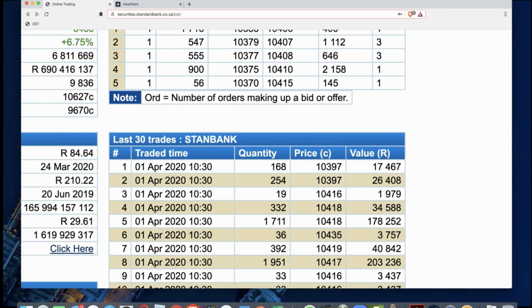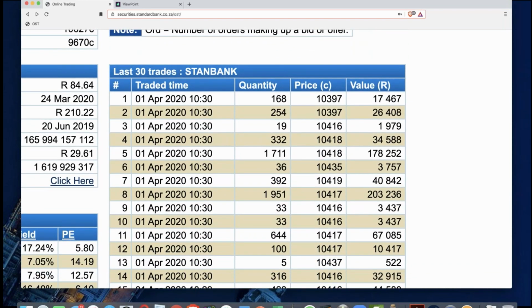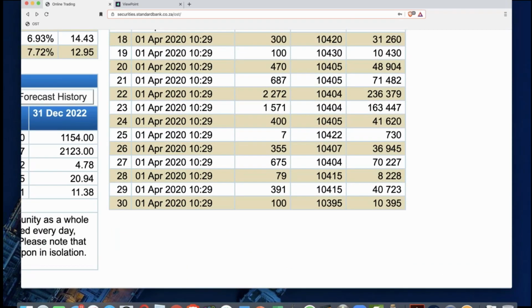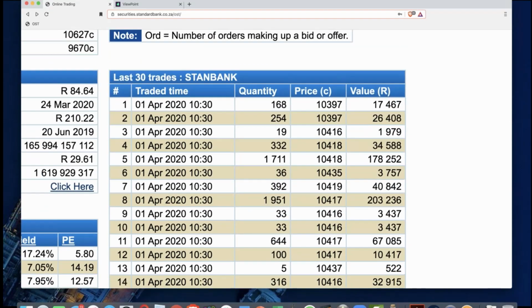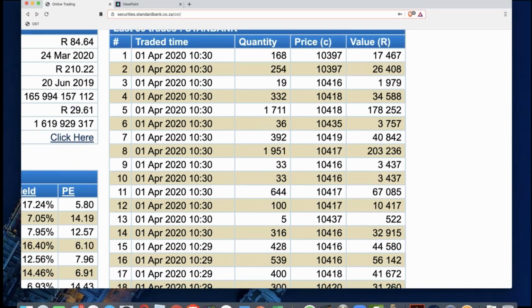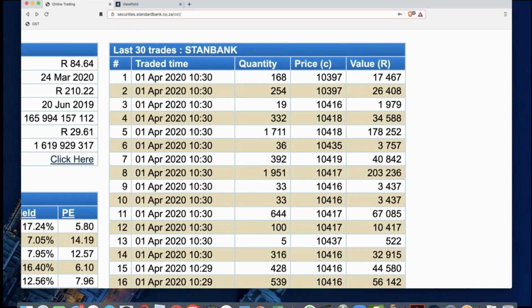It shows you the last 30 trades that have gone through on Standard Bank. As I commented last week, in the case of Standard Bank, 30 trades takes about a minute. On some stocks, those 30 trades will go through a lot slower. Sometimes 30 trades is a day, a week. There are some shares where 30 trades stretches back over the course of a year. In this example, not so necessarily.